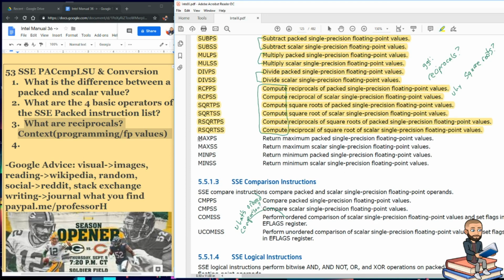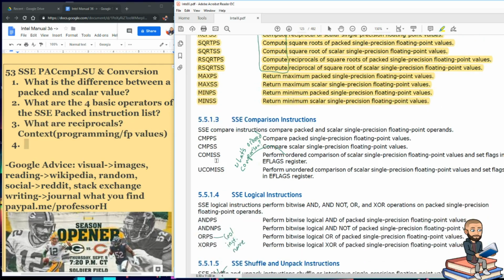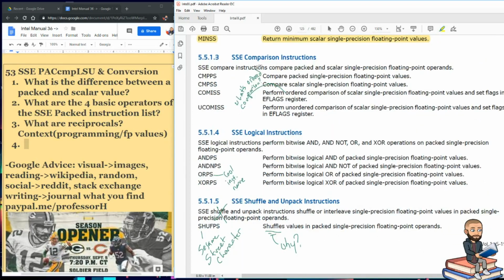This section ends with max packed singles, max scalars. You've got minimum packed and minimum scalars as well. Alright, so let's get down to the comparison instructions. It says SSE compare instructions compare packed and scalar single precision floating point operands.